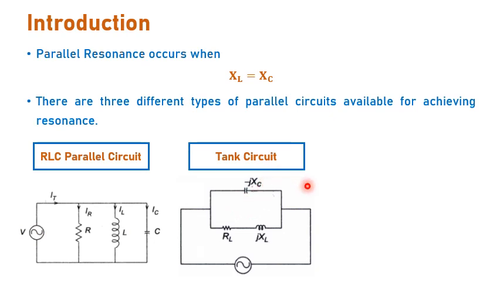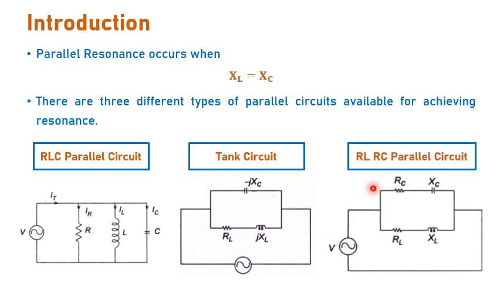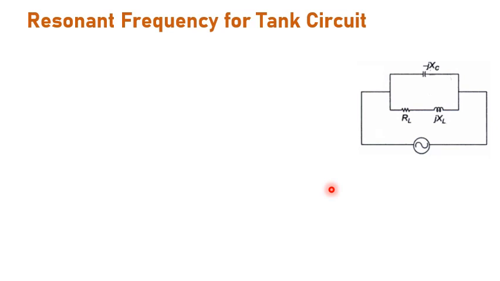And the second one is the tank circuit, which we have already discussed in the series resonance topic, where R and L are in series, in parallel with a capacitor. And another one is the RL RC parallel circuit. Here XL and XC are the inductive reactance and capacitive reactance respectively. Now let us derive the resonant frequency for the three different circuits. Let us consider a tank circuit.